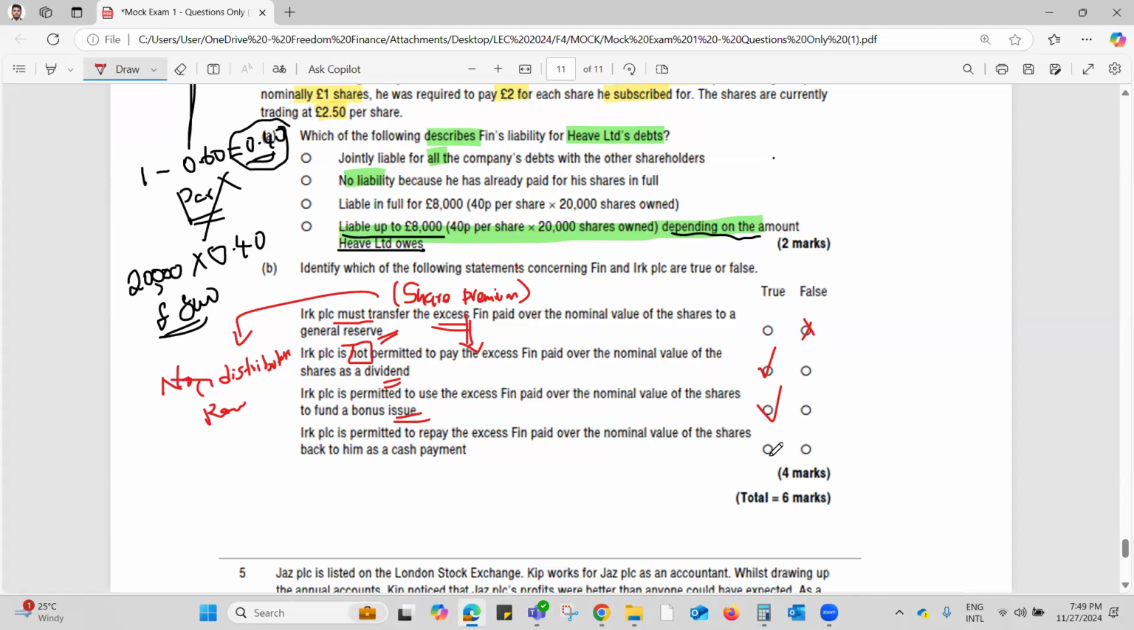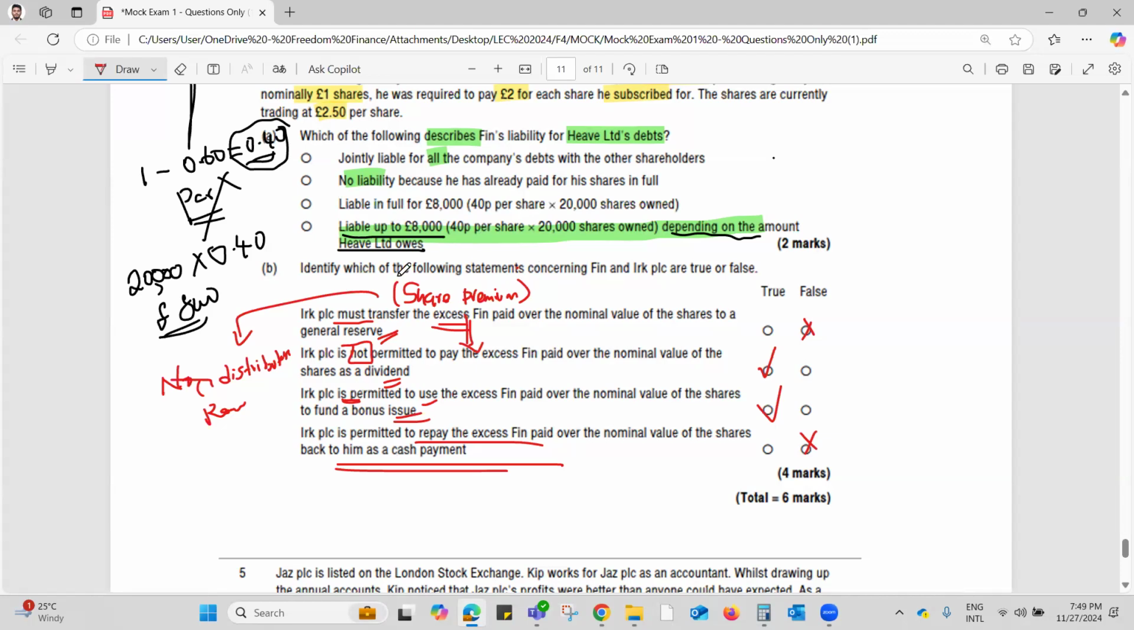However, they are saying it is permitted. IPLC is permitted to use the excess money to pay bonus issues. Yes, that is a true fact. The last one: IPLC is permitted to repay the excess over the nominal value of the shares back to them as cash payments. Can you pay it back as cash payments? No, that is false. You can't pay it. Is that clear?